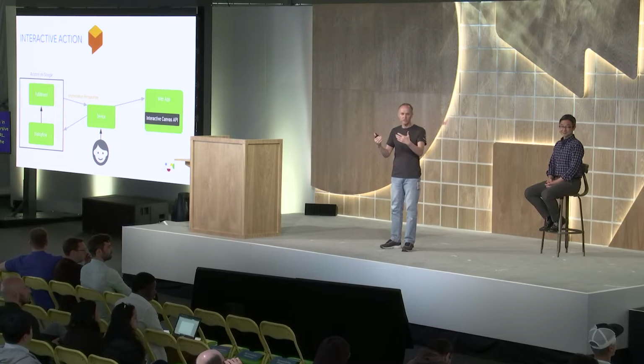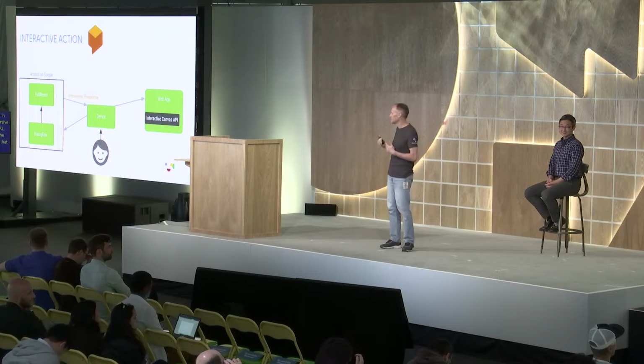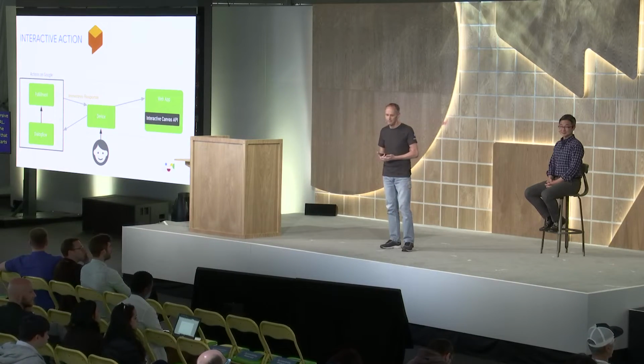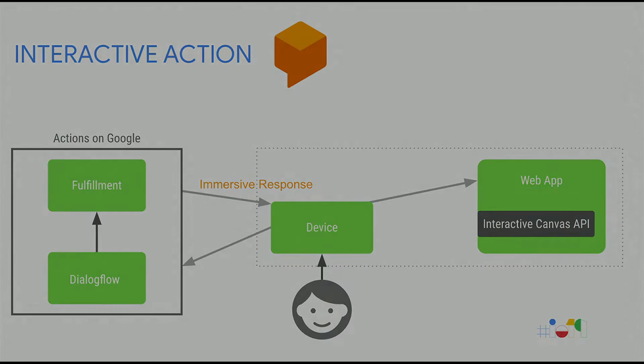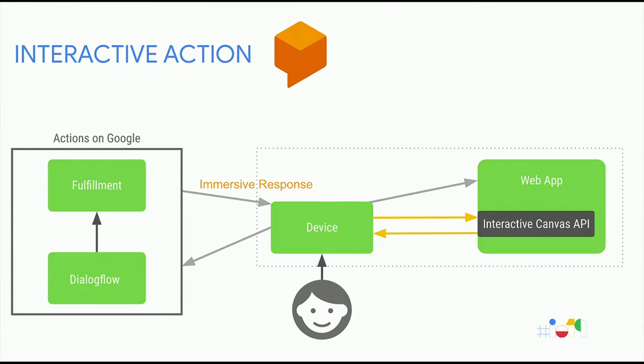When the web app starts on the device, it initializes the interactive Canvas API. It also registers some callbacks. Now, this is the way to pass in information to the web app, and there's also a way for the web app to communicate back to Actions on Google. So if you look at this diagram, it's very similar to an existing lifecycle of a conversational action. We just now have this new way of visualizing the action on this device with a screen.